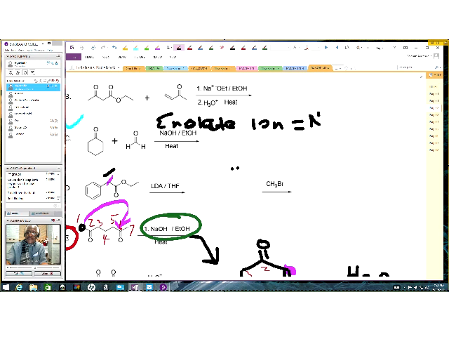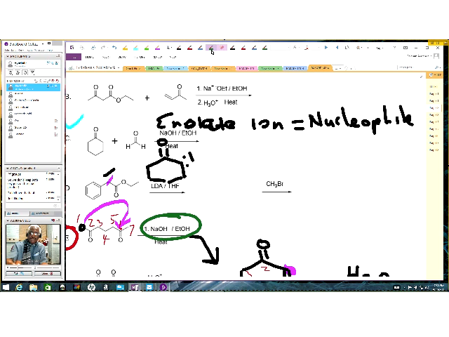The enolate ion is your nucleophile. In this particular instance, let us say we have this, and you form enolate here. That's your nucleophile. Now, in the case of the formaldehyde that we used earlier, this carbon here from formaldehyde, from the other carbonyl, is what we call your electrophilic carbon.